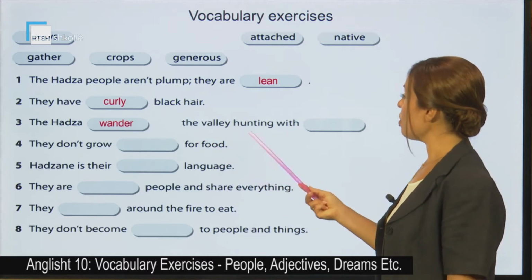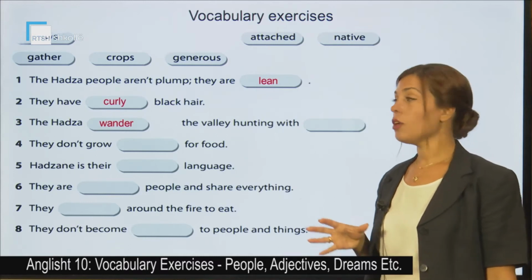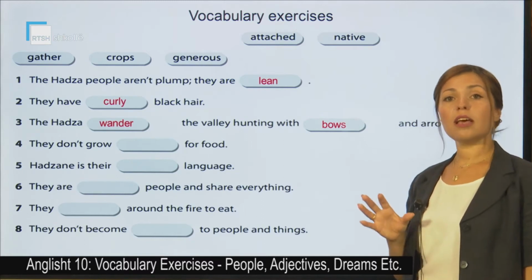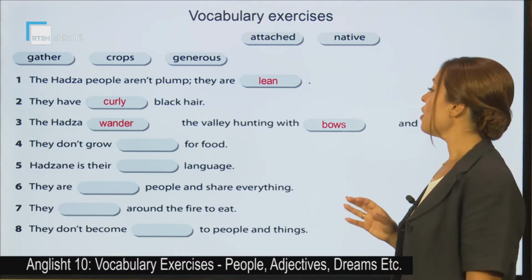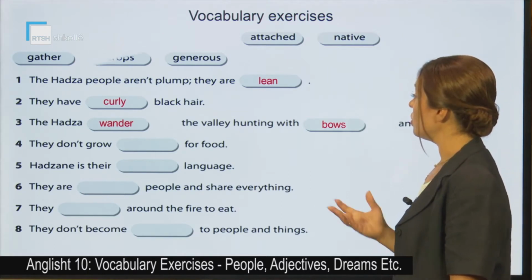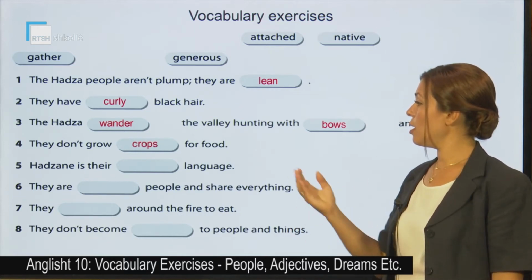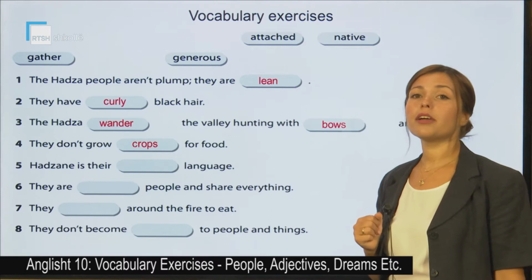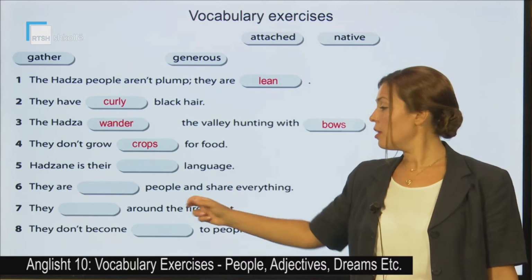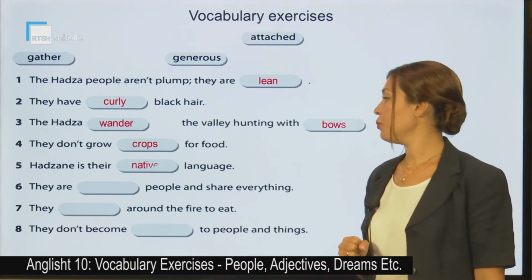Hunting with, what do they use? We learned in order to hunt, they use their bows. Bows and arrows. They don't grow what? They don't grow crops for food, so they don't produce their own food. Hadzan is their what? Their language. But what kind of language? It's their native language, so their own language.